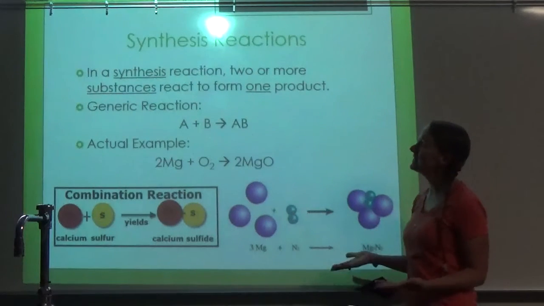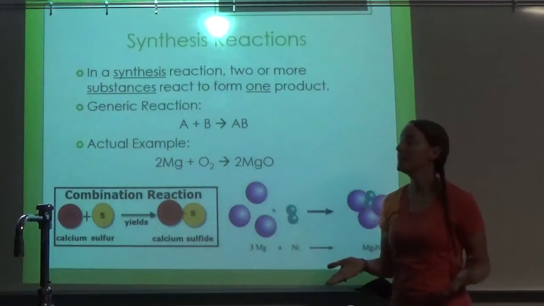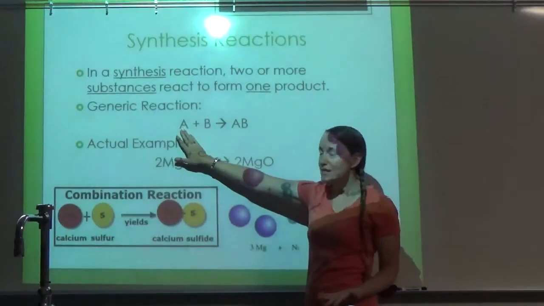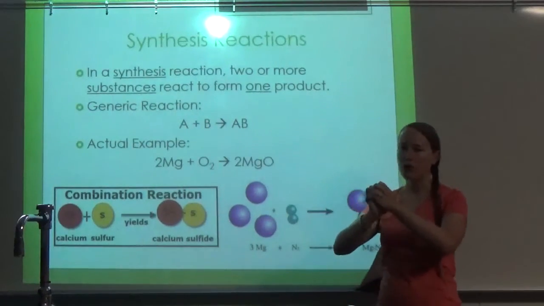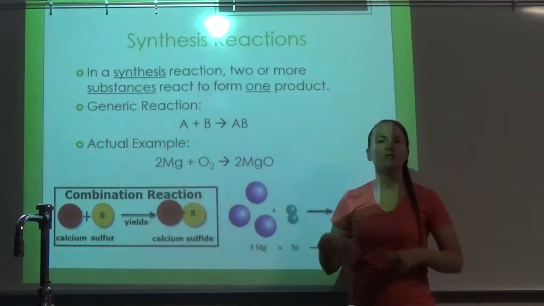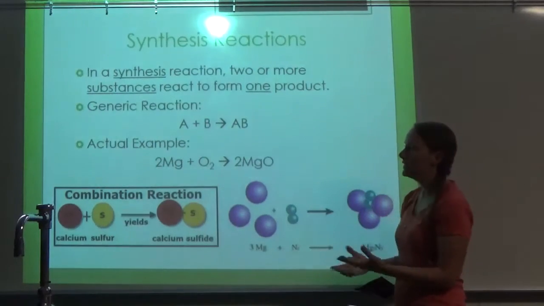So in a synthesis reaction, 2 or more substances react to form one product. So this is just a generic reaction of what it looks like. We have A by itself, we have B by itself, and what they do is they bond together as one. So now we have one product. So I like to say it's like a marriage. 2 people are separate, they get married, and they come together as a couple, and then they're one.